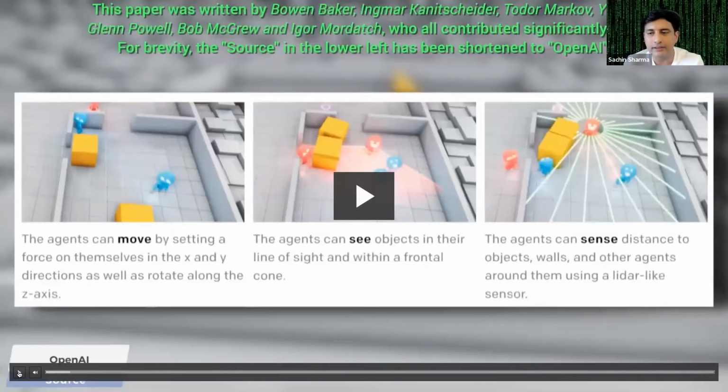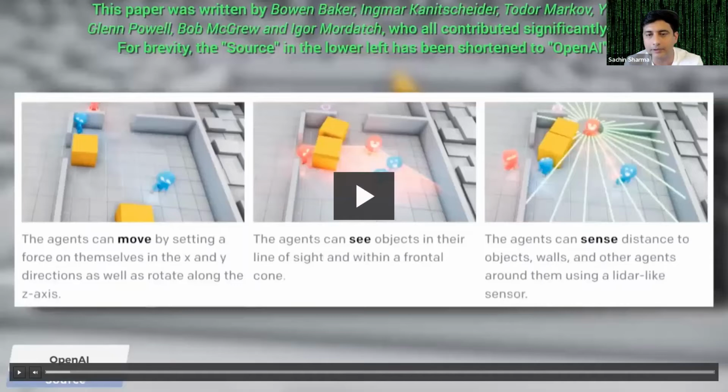So now you can see that I've given you three rules. Basically, the agents can move by setting a force on themselves in X and Y direction. This is how we create a reinforcement algorithm or program. So we will give the agents a rule. The agents can move in X and Y direction, and they can rotate on the Z axis. Then second, agents can see their objects in a peripheral view.